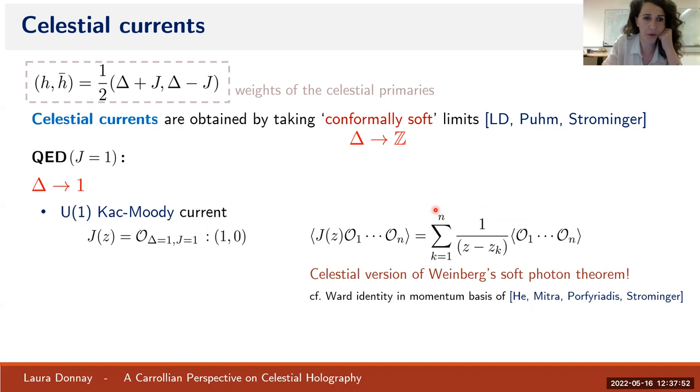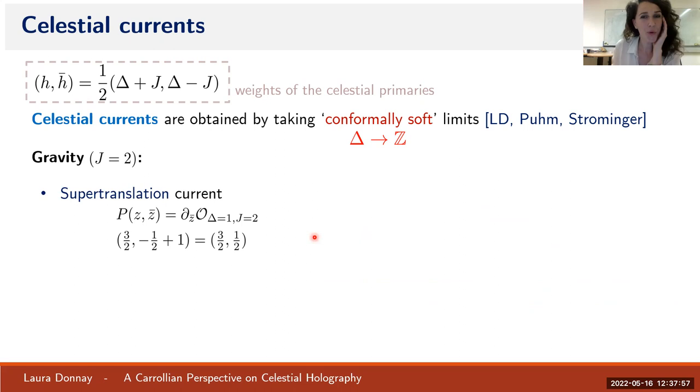Now for gravity, you take J equal two, and now you look at again this conformally soft limit when delta is equal to one. But not quite. What you will have to do more is to take a descendant, so a z bar derivative of this object. So as you can see, if you count the weights of O here, we have a (3/2, -1/2). But now, since I take the z bar derivative, I will land on this object I'll call P, which is (3/2, 1/2). It's called a supertranslation current.